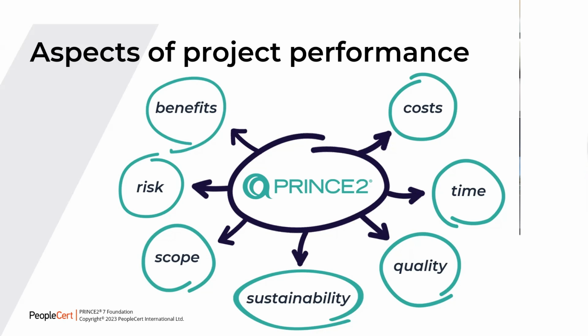So the aspects of PRINCE2, in terms of language, are referring to aspects of project performance. What areas or what things do you measure within a project to determine whether or not it is performing as it's meant to be? For example, you give out a scope, and the scope will be an aspect of project performance. Are we delivering within the scope that is agreed? Time: we've given it a metric of time, and then we deliver based on that metric.